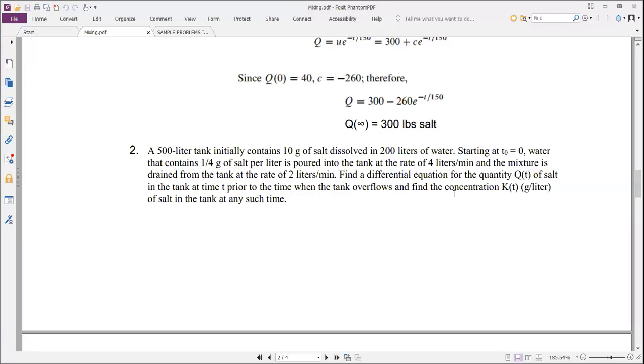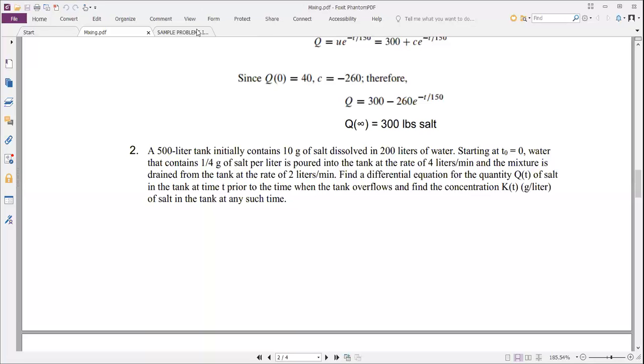And the second requirement is you are to find the concentration K of T. So this time the problem uses a different letter. If you are not comfortable with the letter that the problem is using, you can assign your own letter. Then afterwards, just change it to the letter that the problem asks you to represent the unknown. So in this case, it's K of T in grams per liter of the salt in the tank at any such time.